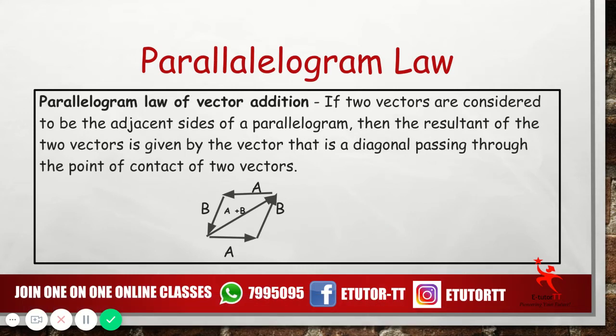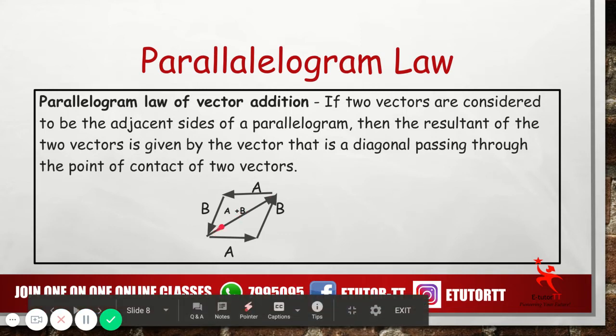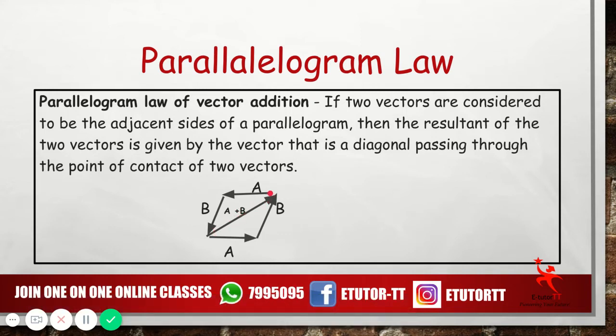Parallelogram law of vector addition. If two vectors are considered to be the adjacent sides of a parallelogram, then the resultant of the two vectors is given by the vector that is a diagonal passing through the point of contact of the two vectors. So you see here, vector A and vector B are next to each other, so they are adjacent, and their point of contact is right here, and you see the diagonal is passing through this point right here. And that is the resultant of the two vectors.